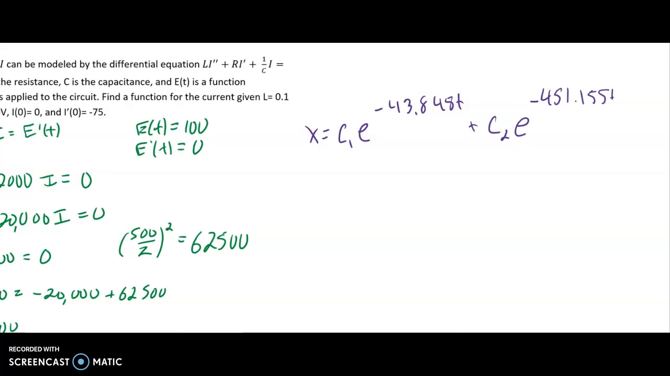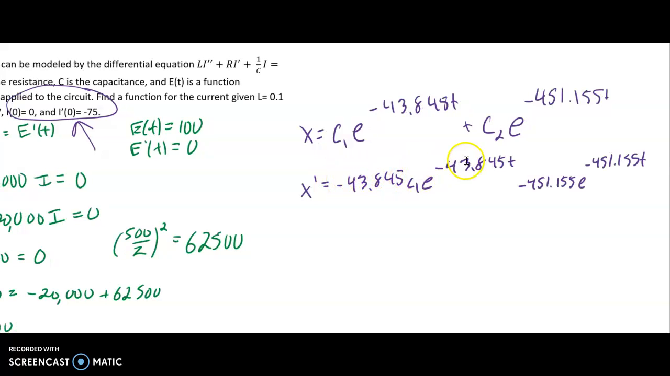Now, I know that I've got my two initial values right here. That one has the derivative. So I need to find x prime, which is negative 43.845. This is chain rule. C1 e to the, man, I have to write this a lot, negative 43.845. All right, there we go. So I got this as the chain rule there, and this as the chain rule here. So now you can see I of 0 is 0, and I prime of 0 is negative 75.